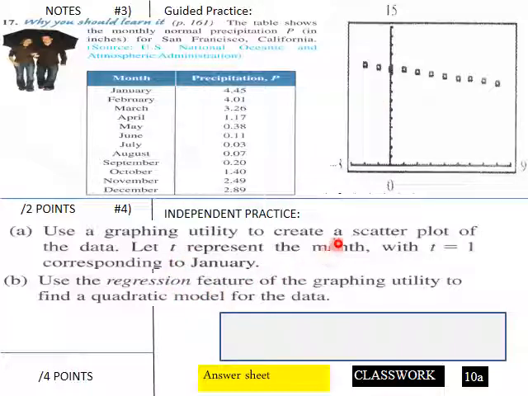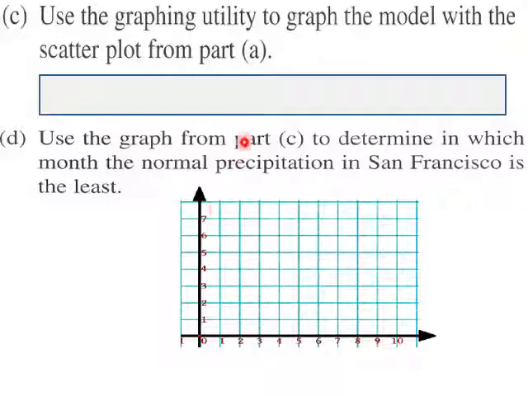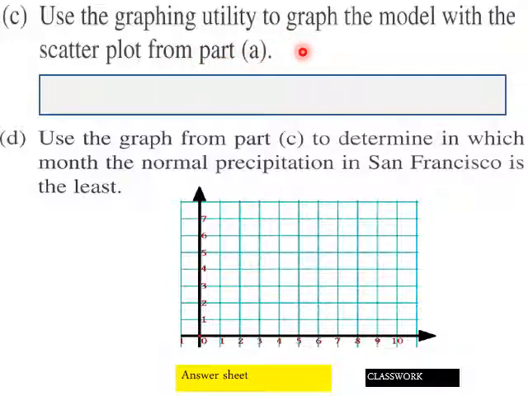And then B, use the regression feature of the graphing utility to find a quadratic model for the data. So we're going to use a quadratic model. I guess we've determined this looks like a parabola, so a quadratic model will be better. Use the regression feature of the graphing utility to find a quadratic model. Then, using the graphing utility, graph the model with the scatter plot from part A. Then we're going to use the graph from part C to determine which month of the normal precipitation in San Francisco is the least.